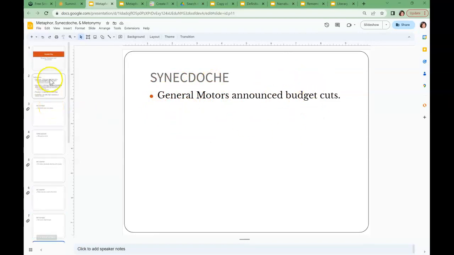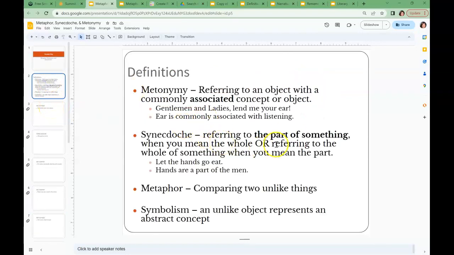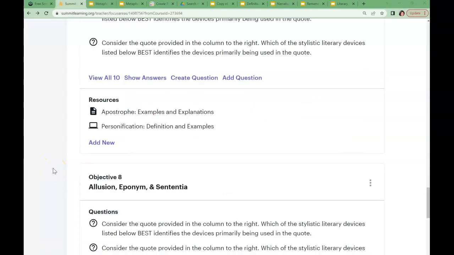And so, again, remember, synecdoche can work in both directions. The part of something, all hands on deck, or the whole of something, when you mean the part, General Motors. And so that's the difference between these. Metaphor, easy to notice. Synecdoche, pretty easy to notice. Metonymy, a little harder, but luckily you can use process of elimination to kind of determine when something's metonymy. Awesome. So next up, let's talk about personification and apostrophe.